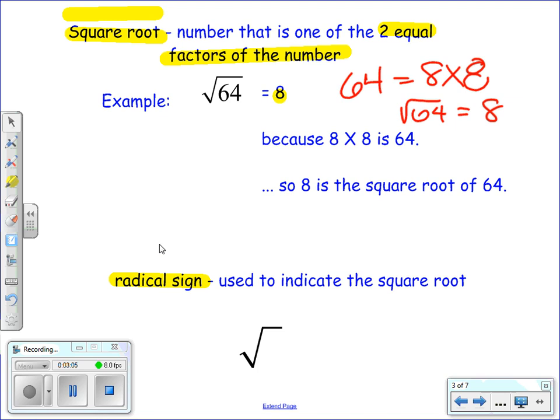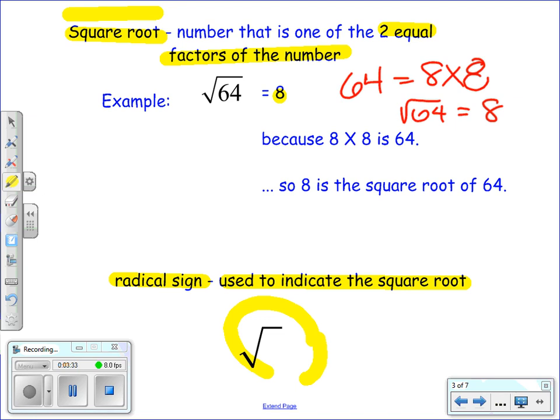And this symbol right here is the symbol for square root, and it's called a radical sign. So here's your third definition. A radical sign is what we use to indicate a square root when we want to find the square root of something. A square root is one of the two factors of the given number.